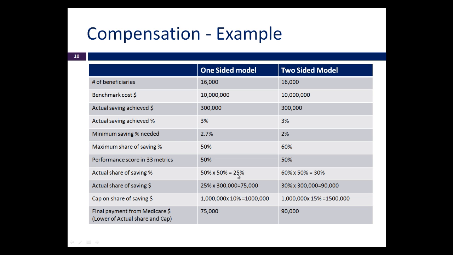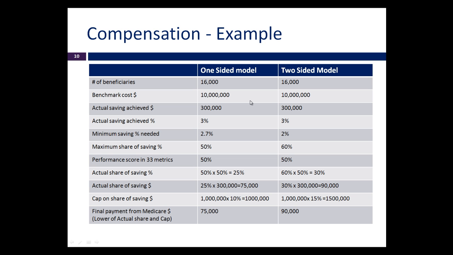Now, for the sake of this example, we're going to use two ACOs. They're similar in every respect except that one has opted for the one-sided model and the other has opted for the two-sided model. So, first of all, the number of beneficiaries. Each of the ACOs has a beneficiary base of 16,000 patients, which was determined at the time of filling out the application.